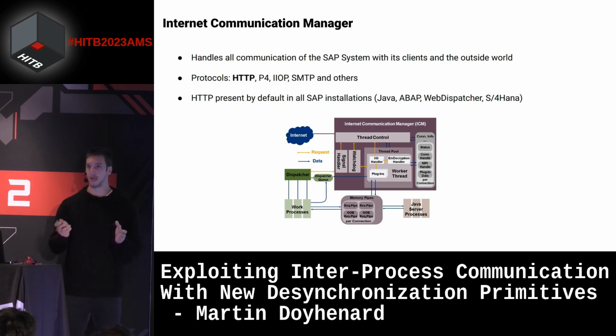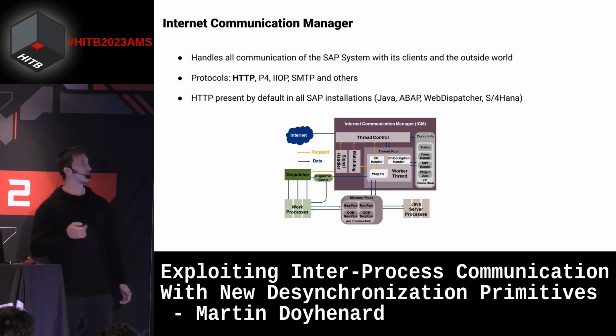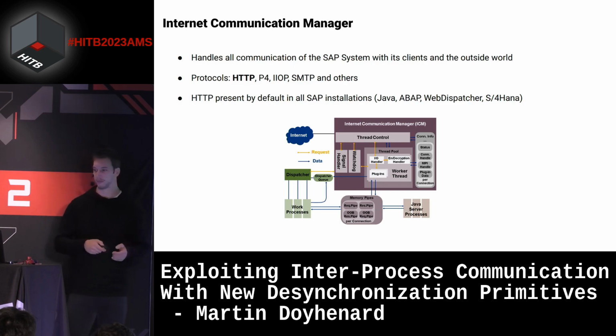And even though the ICM is expected to work with HTTP and is used to expose these different web services, it can also talk different protocols such as P4, which is a proprietary protocol similar to RMI in Java, IIOP, SMTP, many other protocols. But its main purpose, again, is to communicate with HTTP and HTTPS.